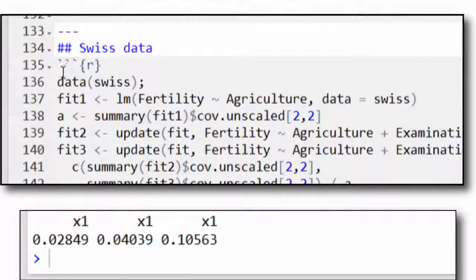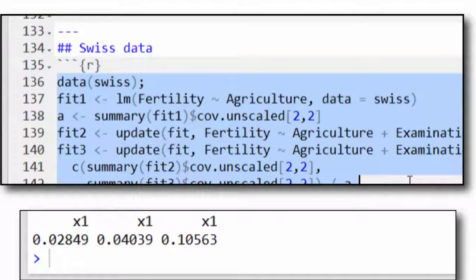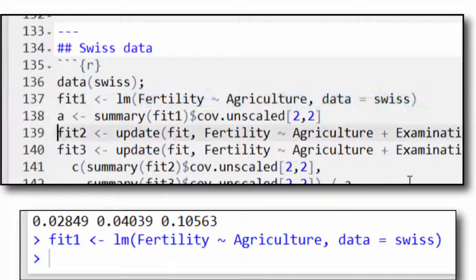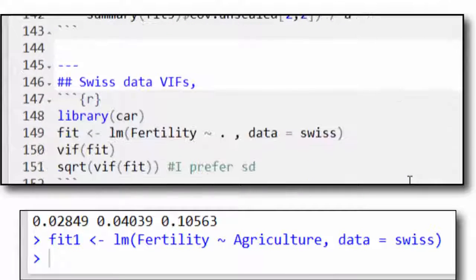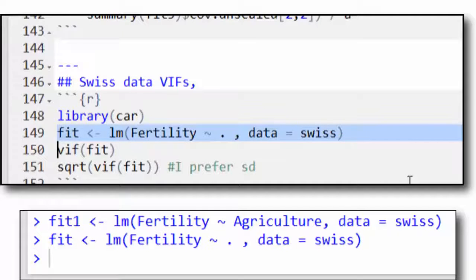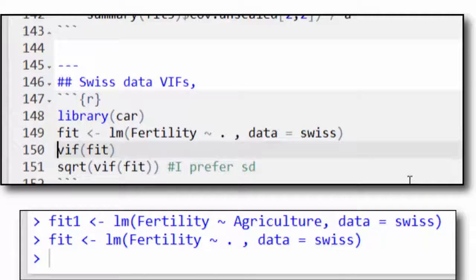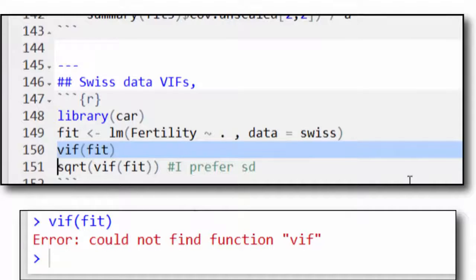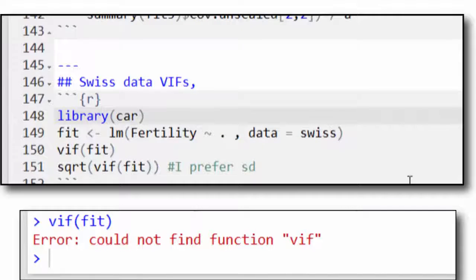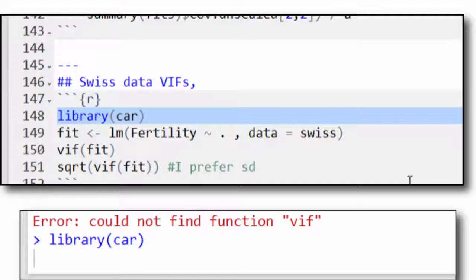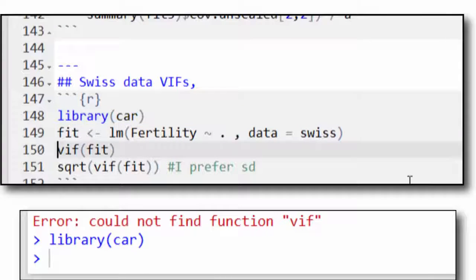So let's actually look at the variance inflation with the Swiss data. So what I'm going to do is fit the model. Oh, sorry, here it is. I'm going to fit the model with all of the variables included. So when you do a tilde dot, it includes all of the variables. And then I'm going to do VIF of fit. That gives me my variance inflation factors. Oh, but you have to remember to load this library car. Okay, let's load that. And then now let's try it again.